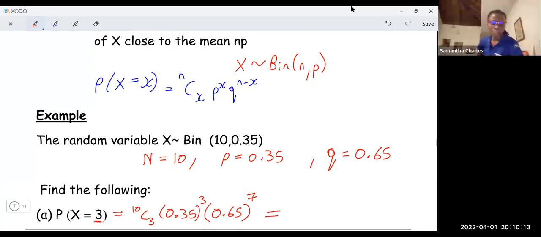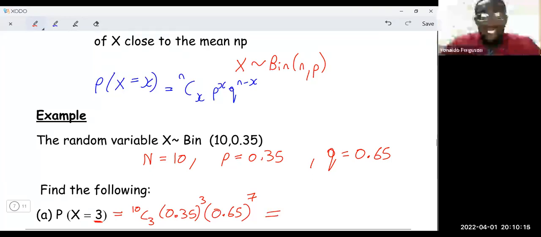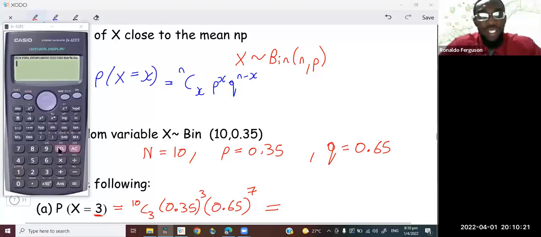Now we'll just put that in our calculator. This is how you put it in your calculator. What you're going to do is open a bracket and put 10, shift, division sign, because that's how you get C in the calculator. 10C3, close the bracket.